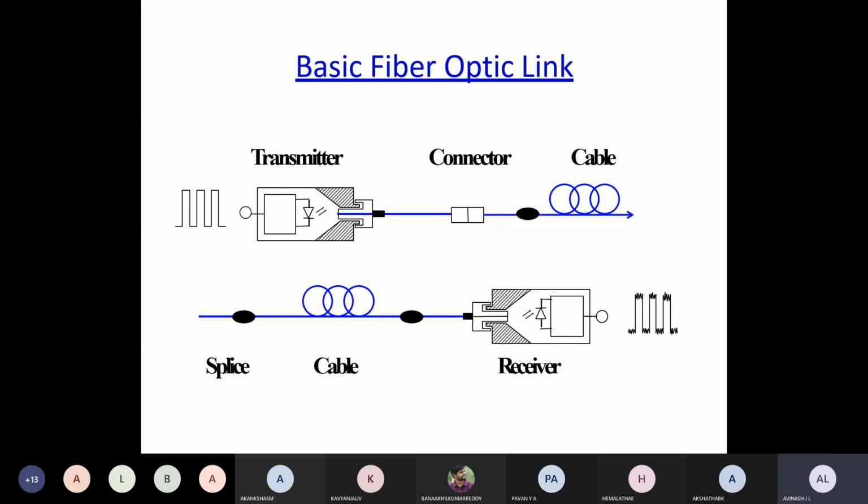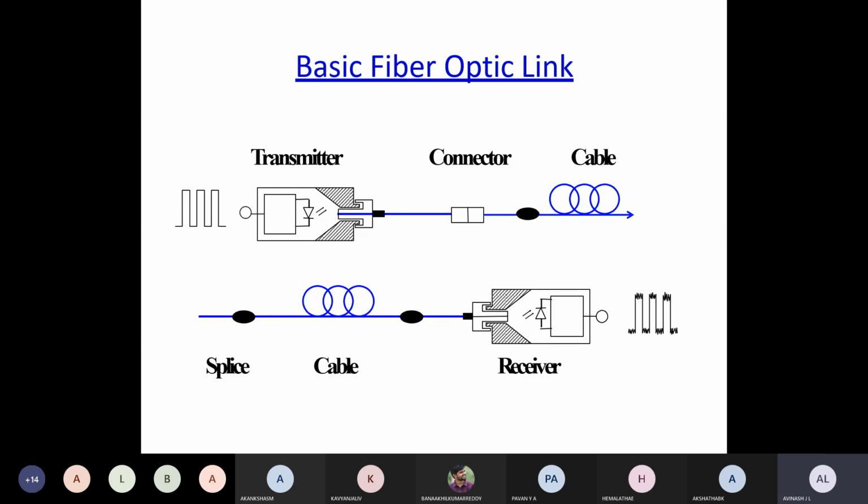Okay, so good morning once again. We'll start with the basic fiber optic link. Here the question is, we are discussing the fiber optic link. That means it is not with respect to the connector. It is something like linking the cable from the transmitter side to the receiver side.